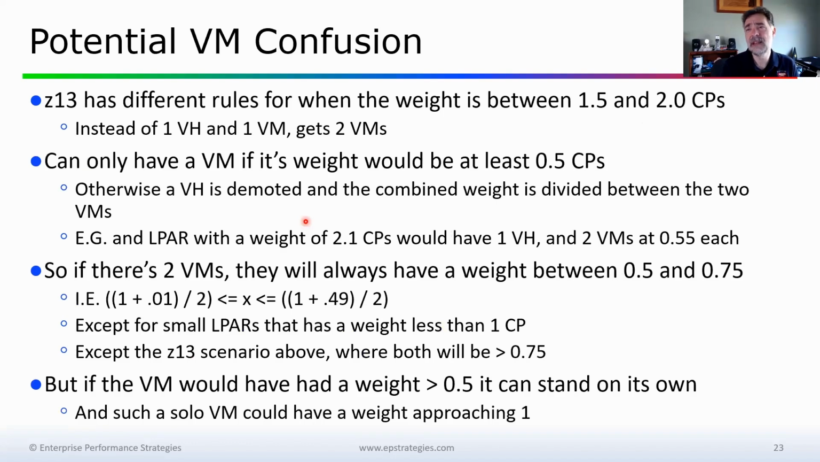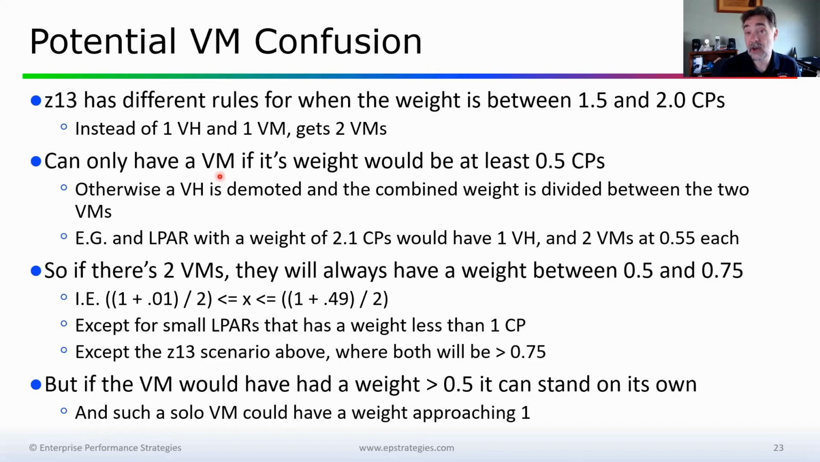Now, there is some confusion out there sometimes around, oh, will I get one vertical medium or two, and just to confuse things more, the z13 has different rules. If you're still on the z13, there are some different rules when the weight is between 1.5 and 2 CPs, instead of getting one vertical high and one vertical medium, as you might expect. So if it equates out to 1.7 CPs worth of capacity, you might expect to get one vertical high and a vertical medium at 70% share, but depending on the z13 and I think the level of microcode, it may get two vertical mediums. So just understand if you're on the z13, there are some things there.